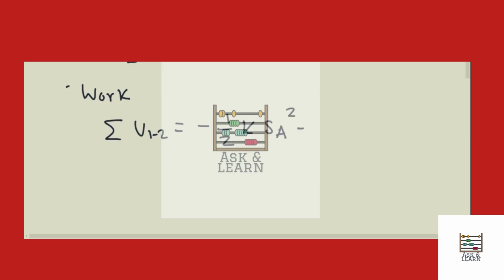So we have minus the force of the spring times the distance, so 1/2 K, the stiffness of the spring, times SA squared, minus the force due to friction, which is the coefficient of kinetic friction times the normal force. The normal force is equal to the weight of the object because those are the only forces in the y direction. So you have mass times gravity times the distance it travels.